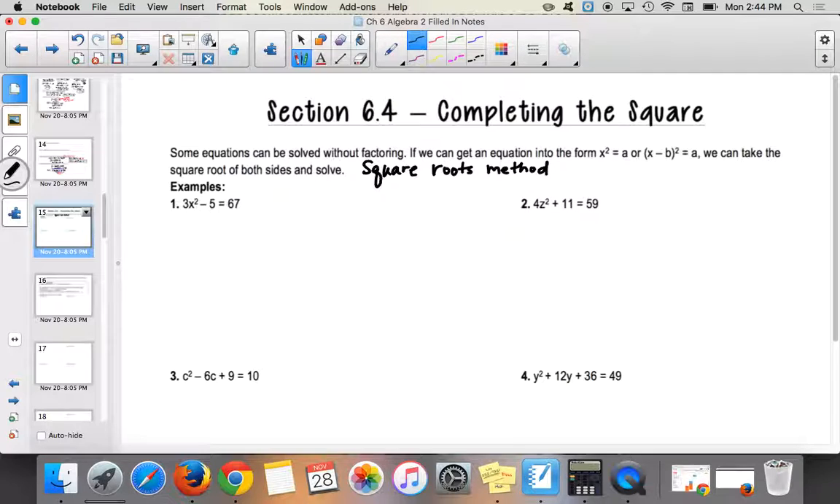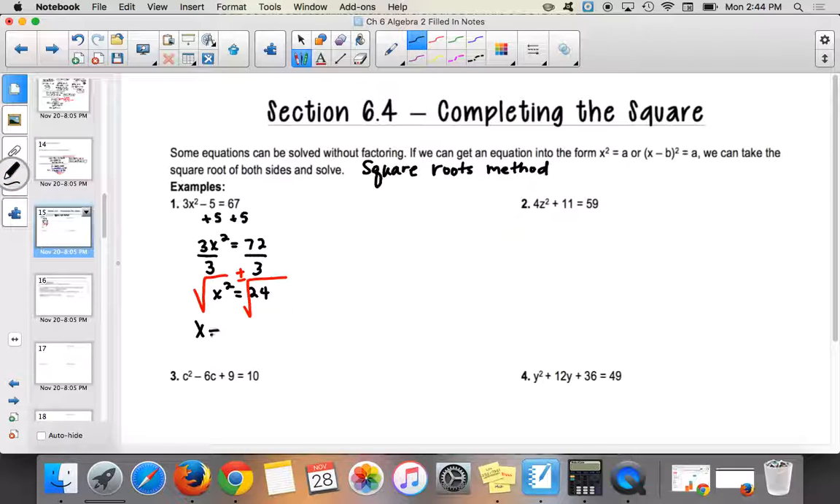So for number 1, I'm going to add the 5 over. So I get 3x squared equals 72. And I divide by 3. So I get x squared equals 24. And I solve. So I don't find a decimal answer or anything. I just simplify a square root. So if I have the square root of 24, so I'm going to do square root of both sides. Remember, when I take a square root, I write plus or minus.